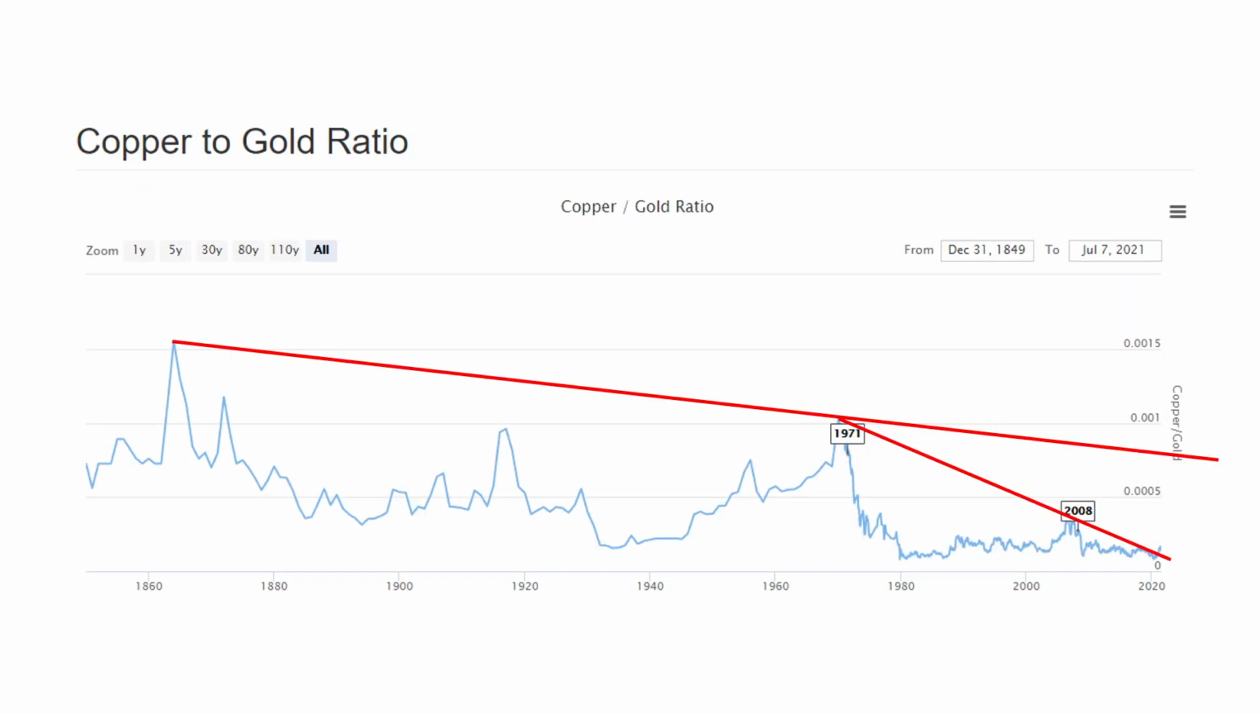Now, the copper to gold ratio. This is a massive downtrend occurring. We have a big downtrend from 1860. We have another downtrend here from 1970. These are big charts here. This is a big deal.